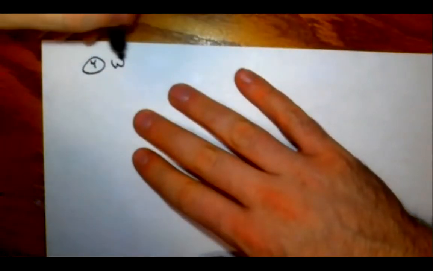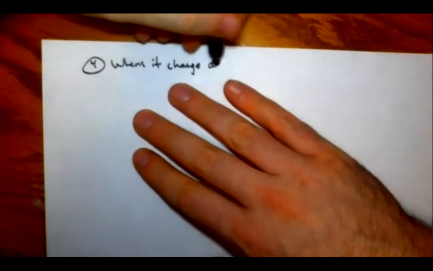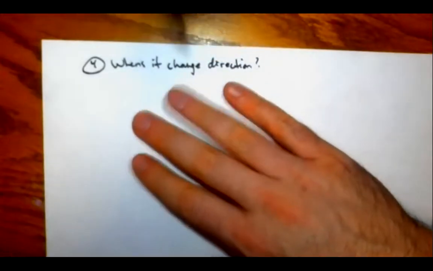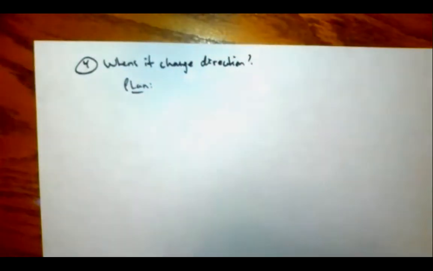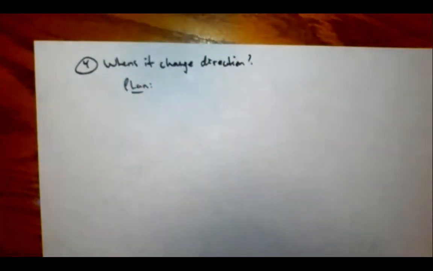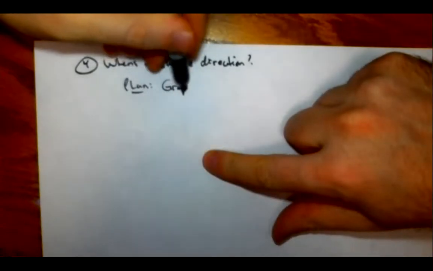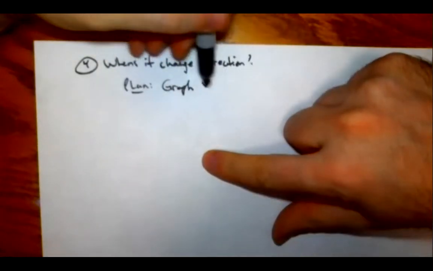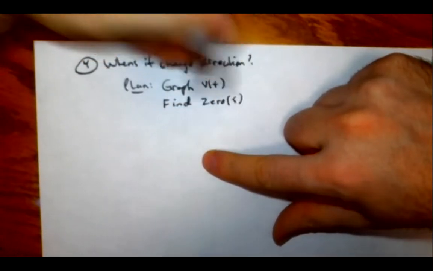They can ask you to tell us when it changes direction. What's the plan? When does it change direction? How do I do it? You find out where it changes direction, so you're gonna graph v of t and find the zero. Graph what? Which function? The velocity function. Yep, good. So we're gonna graph v of t and find the zero or zeros.